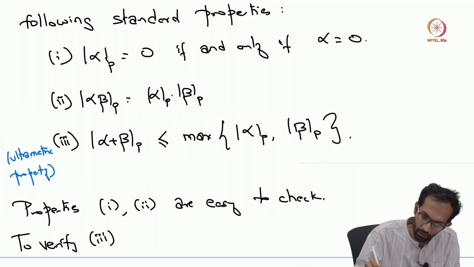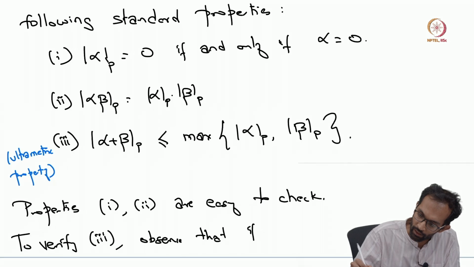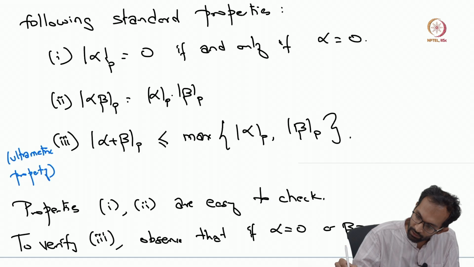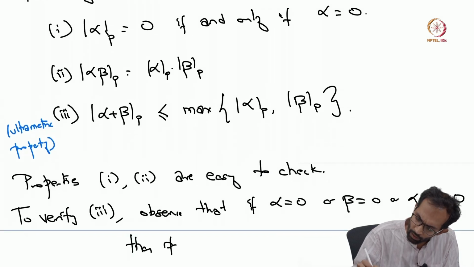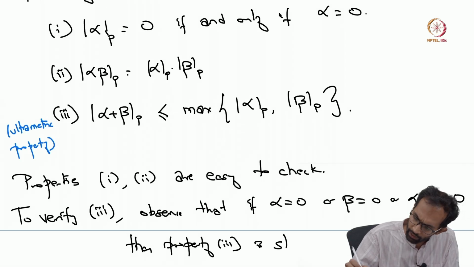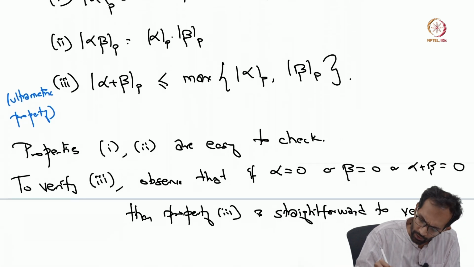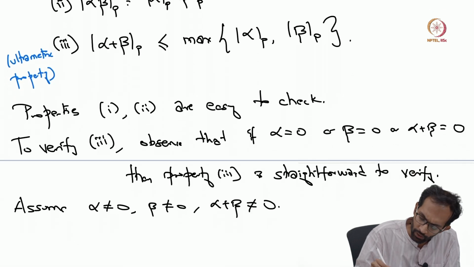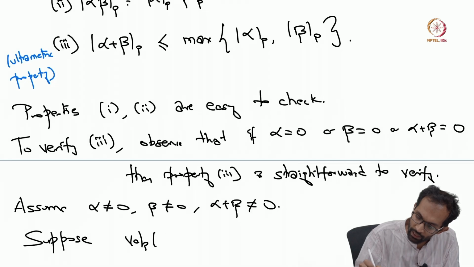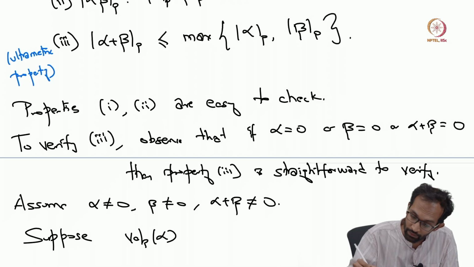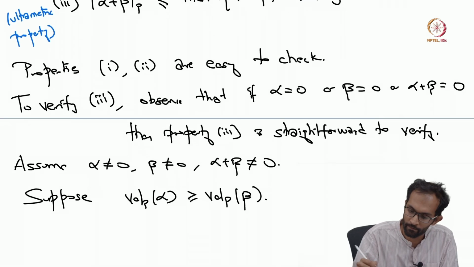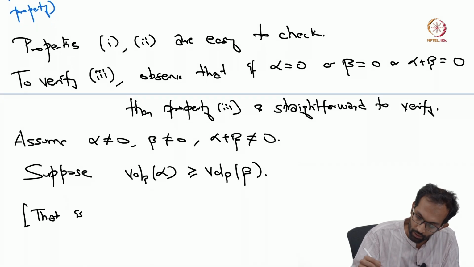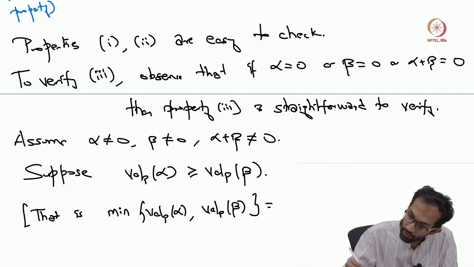To verify property 3, observe that if alpha is 0 or beta is 0 or alpha plus beta is 0, then property 3 is straightforward to verify. So let's just assume that alpha is not 0, beta is not 0, and alpha plus beta is not 0. And you have these two numbers, alpha and beta, and just suppose for simplicity that the p-adic valuation of alpha is larger than or equal to the p-adic valuation of beta. What does that mean? That is, the minimum of the two valuations is actually the p-adic valuation of beta.